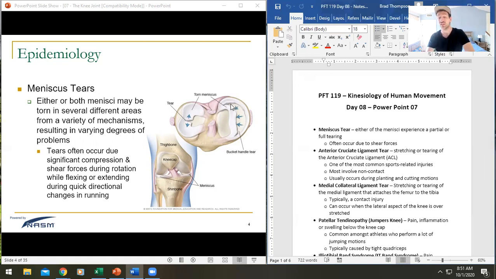And so you can see this one here. This is called a bucket handle tear. Basically, it kind of looks like the handle of a bucket, like you thread your fingers through there. And so that's a common tear, or you're just going to see a classic tear like this. Both of those are meniscus tears.